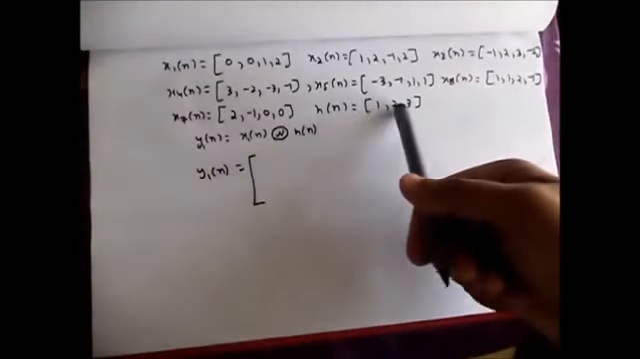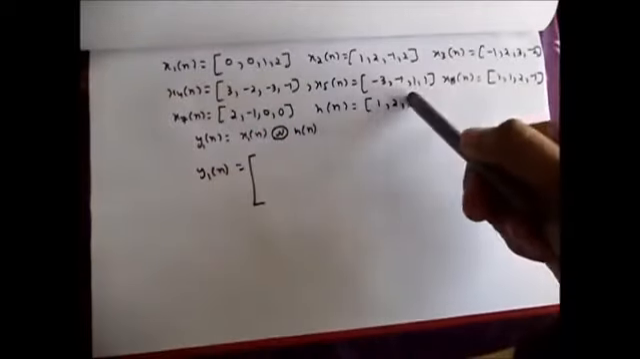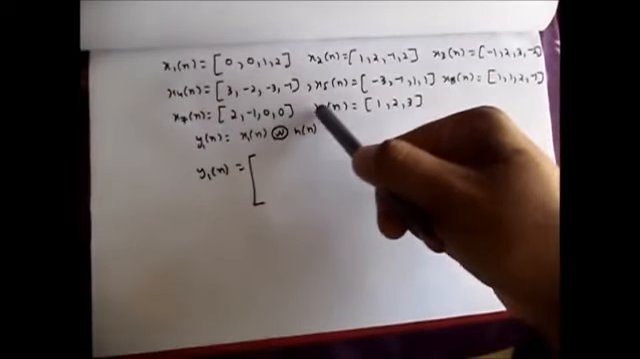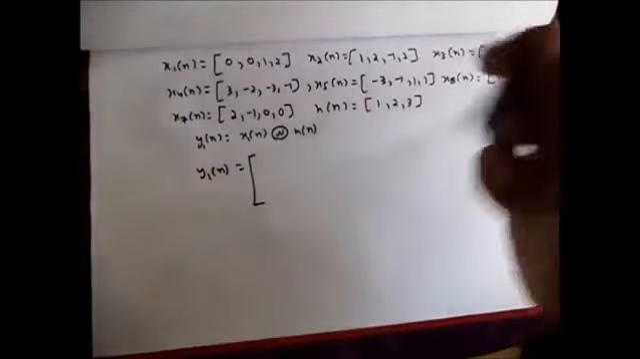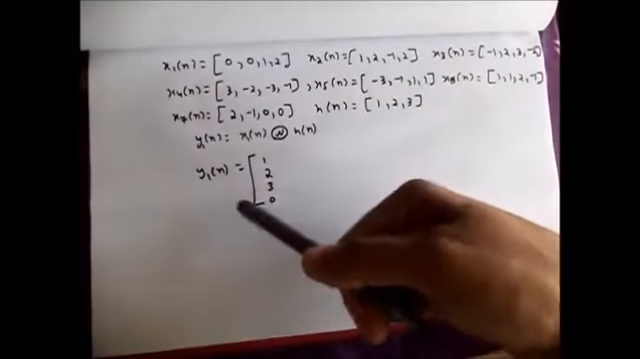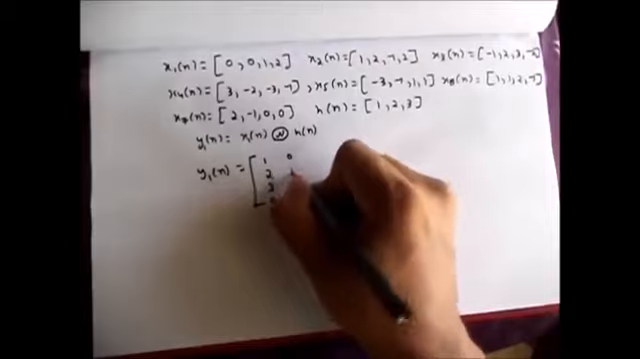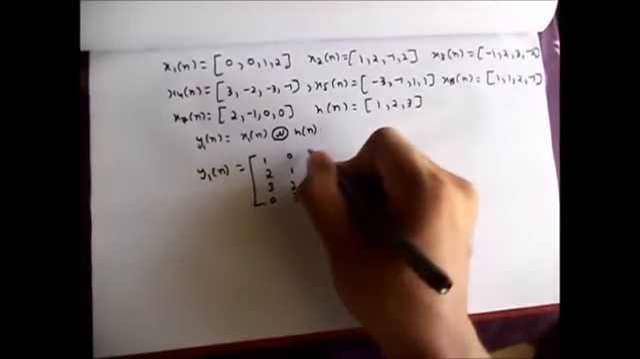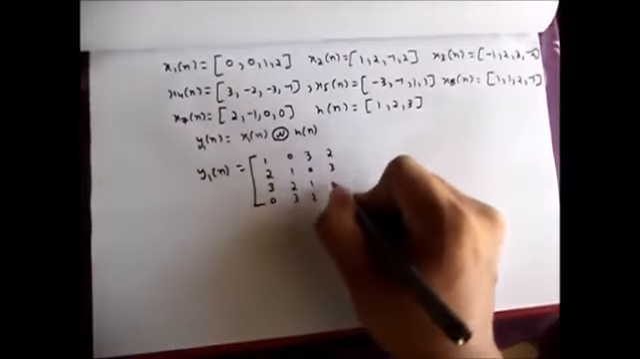Its length is 3, but the length of the input data block is 4. So we have to make the length of the impulse response equal to the length of the input data block. So we will add one more 0: 1, 2, 3, 0, and then we will circularly shift the samples of this h of n. So this becomes 0, 1, 2, 3, then 3, 0, 1, 2, and 2, 3, 0, 1.